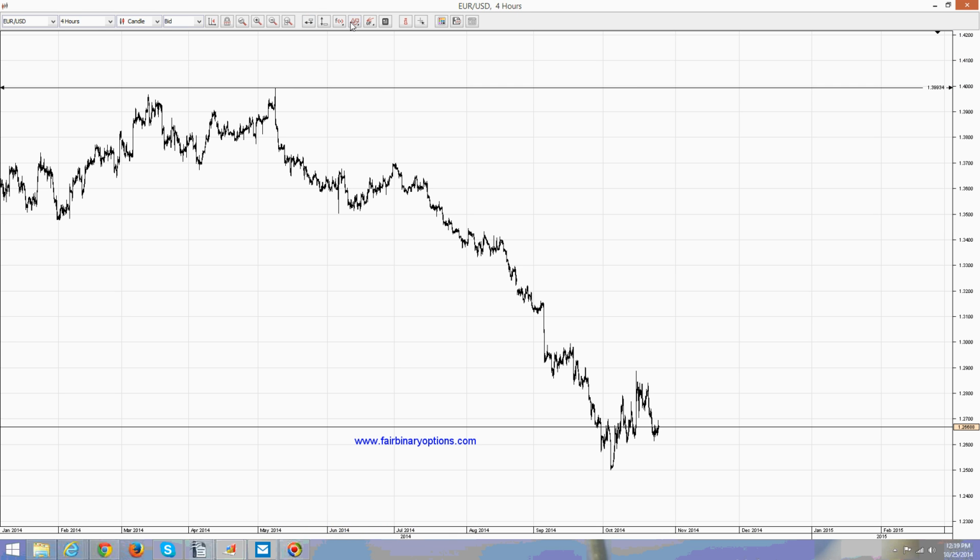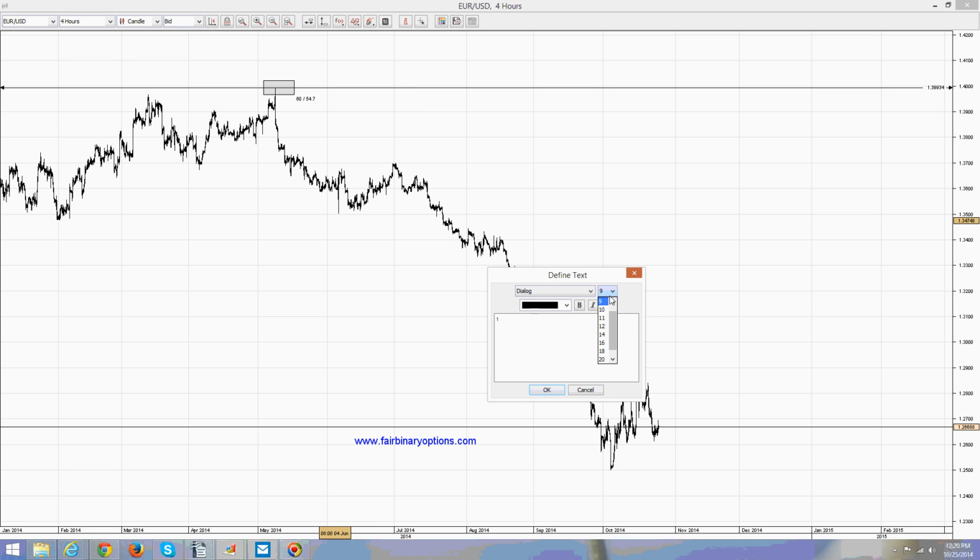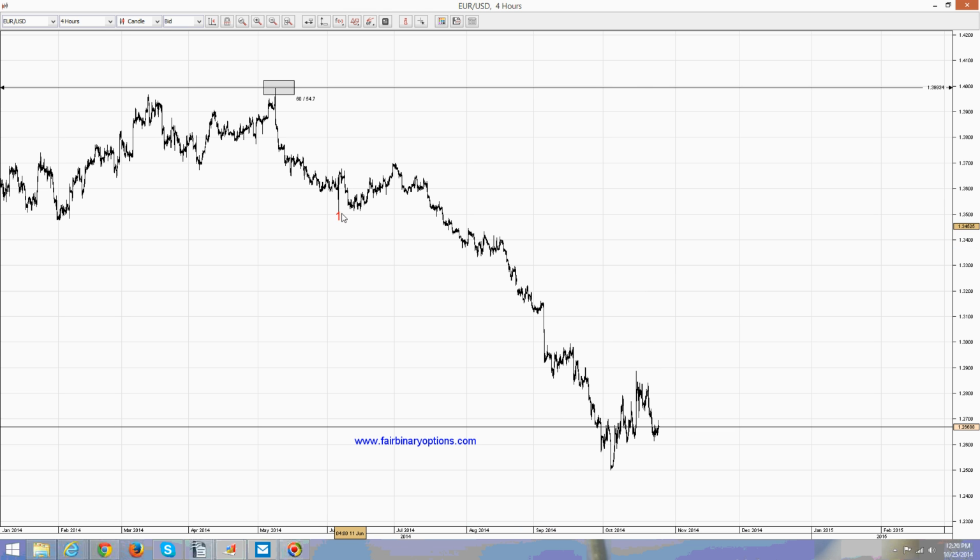Why? Well, first of all, I would like to mark the beginning of this move to the downside, the now famous 140 level, when Mr. Draghi said that the ECB agreed on easing measures, and I will go with a 5-wave structure to the downside, this being the first wave of an impulsive move. Let's make it red.